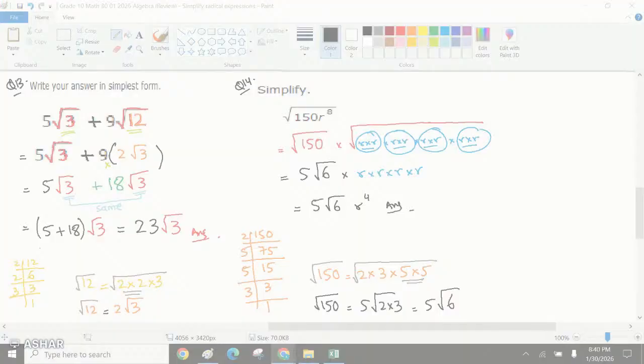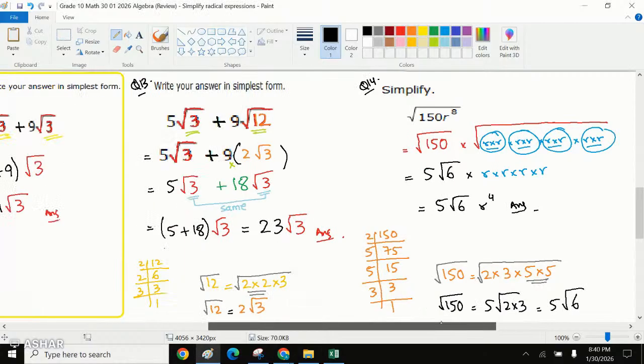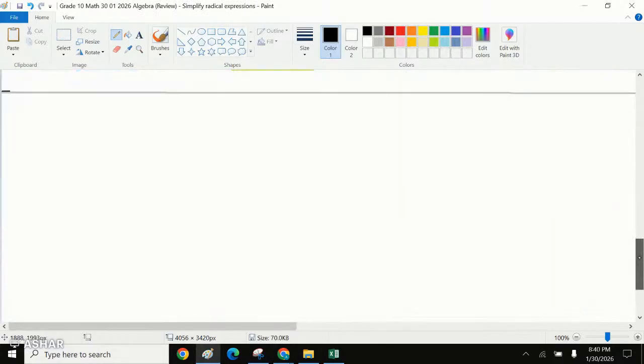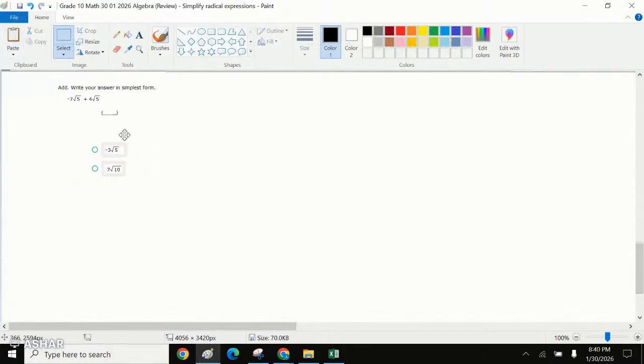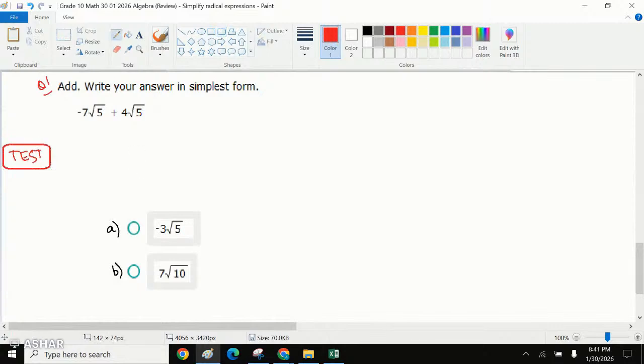Add and write your answers in the simplest form. I'll just copy the question, just a moment. So the first question from the test says, okay, question number 1 from the test. I'm just copying it over here. Can I have the answer? Which option should be correct? Option A or option B? Meanwhile, I'll just give the heading. This was the test, and we have these 2 questions. What should be the answer?